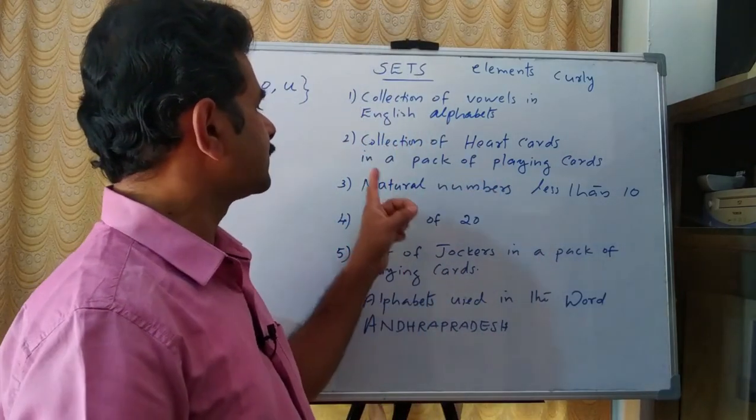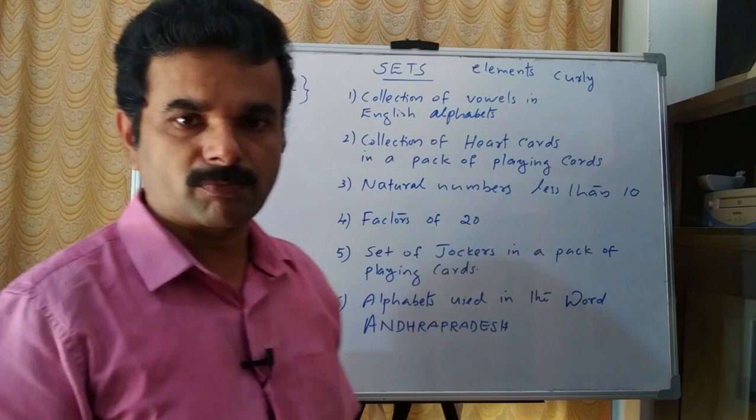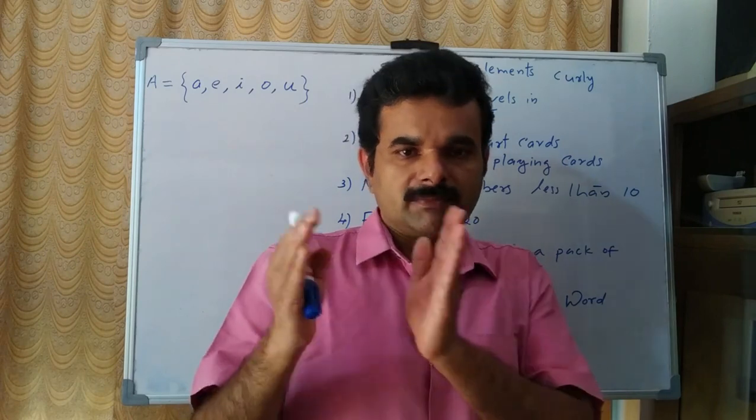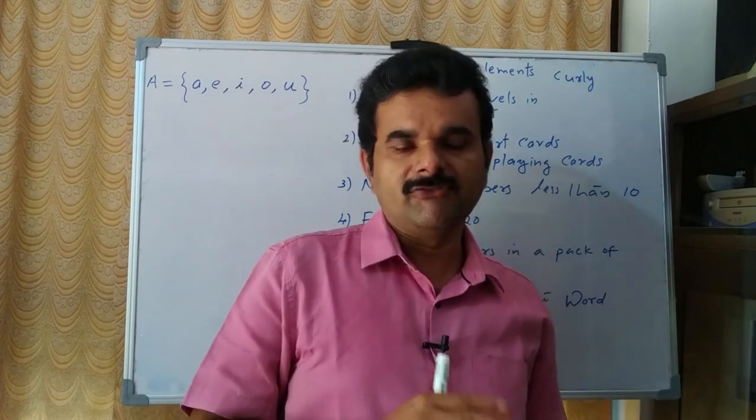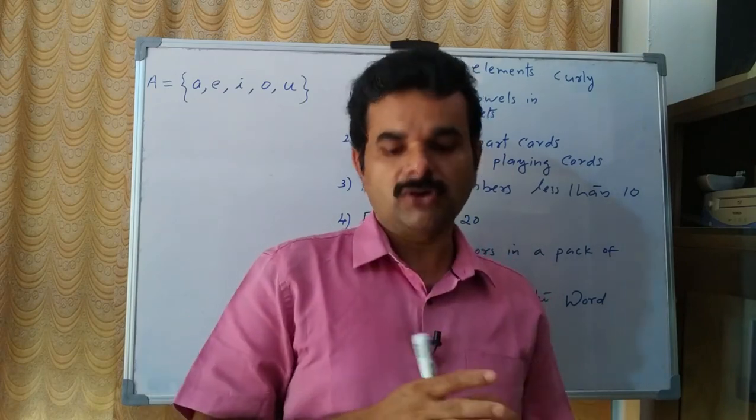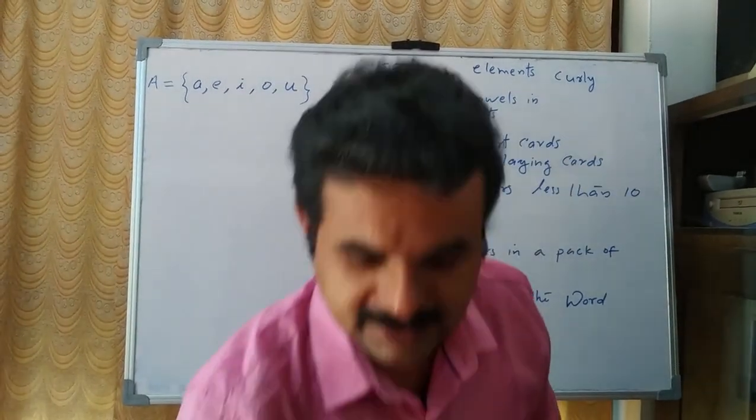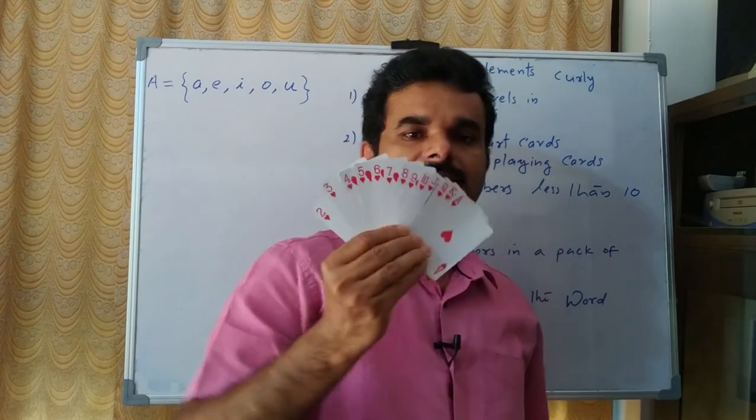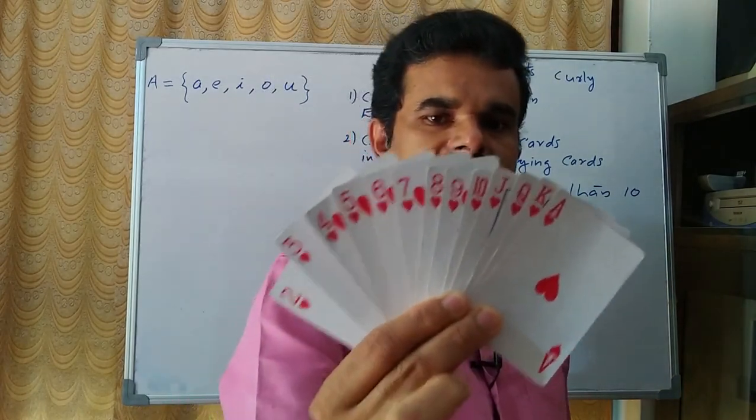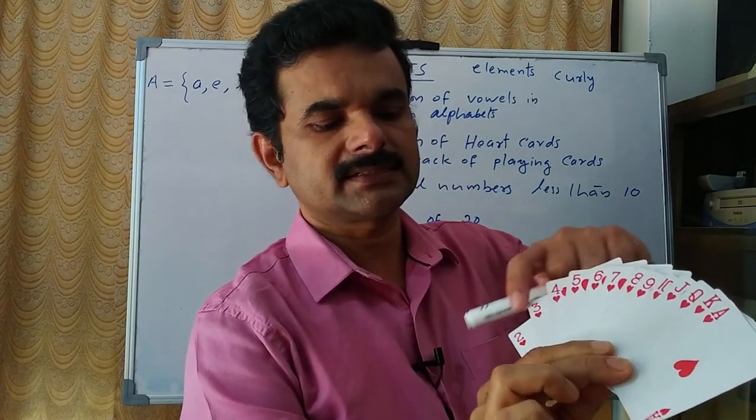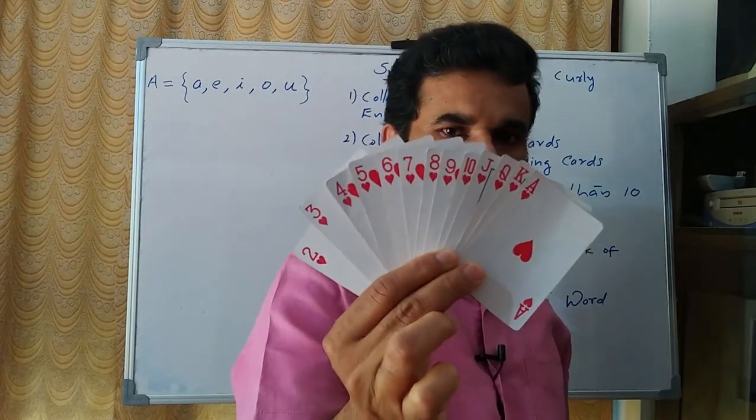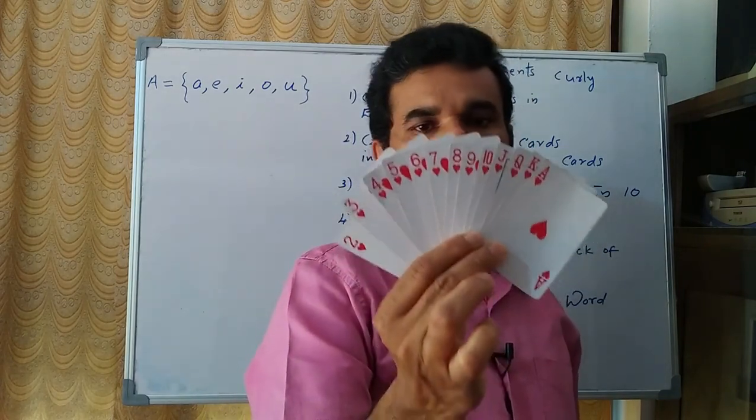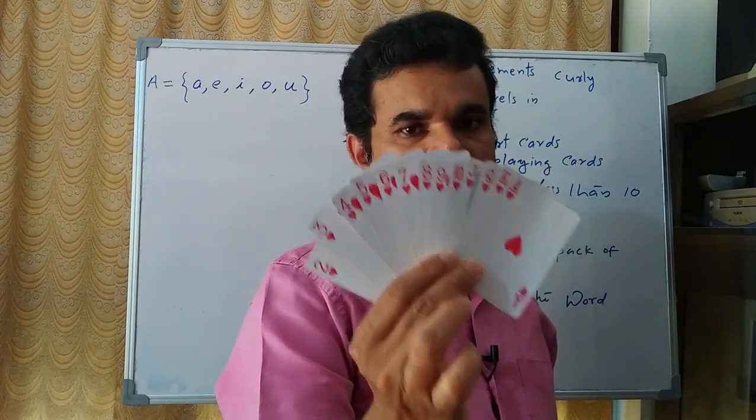Collection of heart cards in a pack of playing cards. You know the pack of playing cards which consists of 52 cards. Different symbols will be there, and from the deck or pack of 52 playing cards we are selecting heart cards. You know heart cards. Yes, these are heart symboled playing cards. There are 13 playing cards, isn't it? 13 playing cards with the symbol heart. Yes, this is heart symbol. You know that heart symbol. Okay, so this group or this set consists of 13 cards, 13 playing cards.